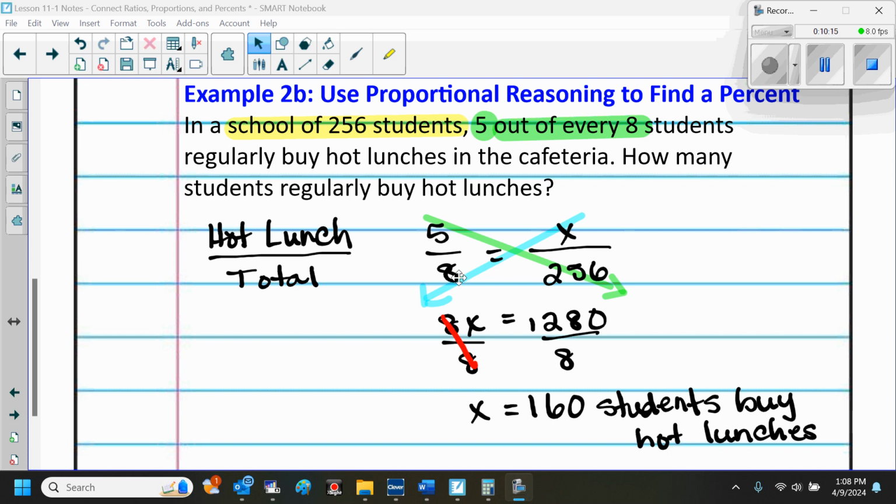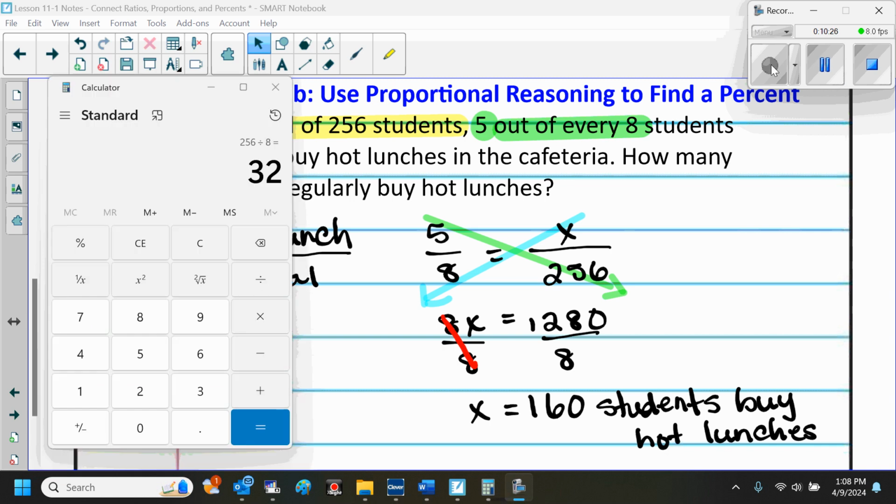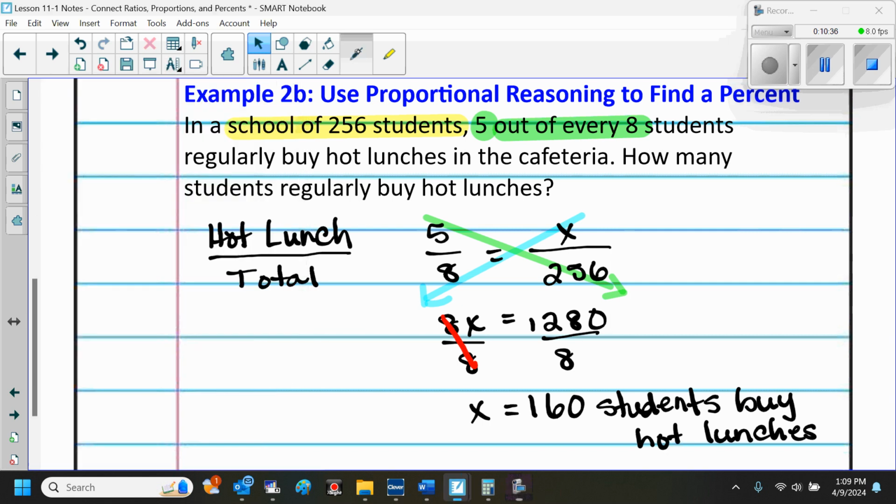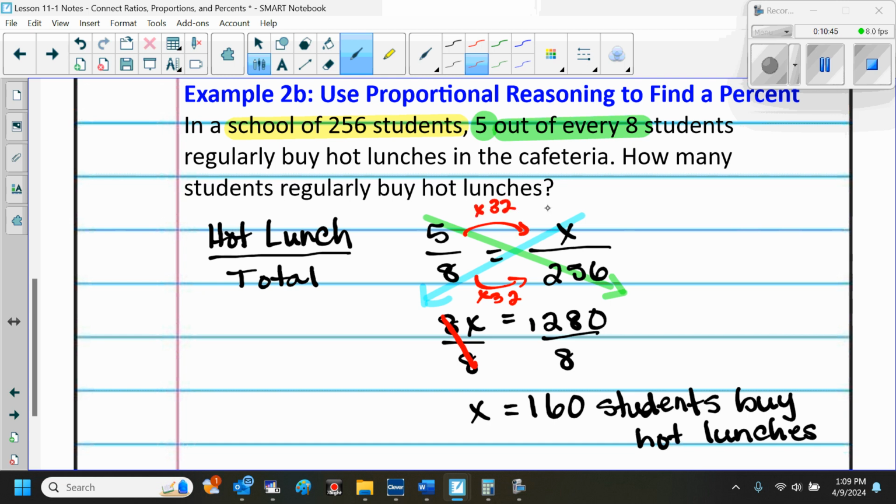So here, I cross-multiplied, okay, cross-multiplied, and then I got 160 students. So, you could have also just multiplied to get from 8 to 256. You could have multiplied times 32, right? So, you could have multiplied times 32 here, and then multiplied times 32 there. Is everybody clear? Mm-hmm. All right.